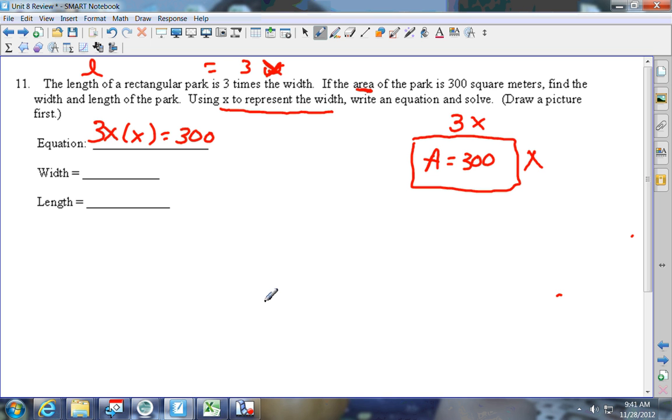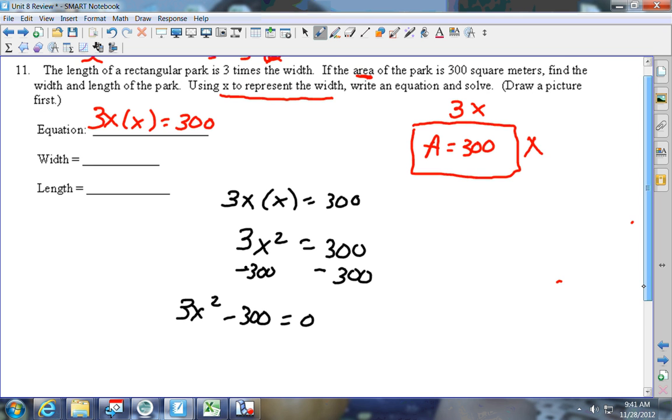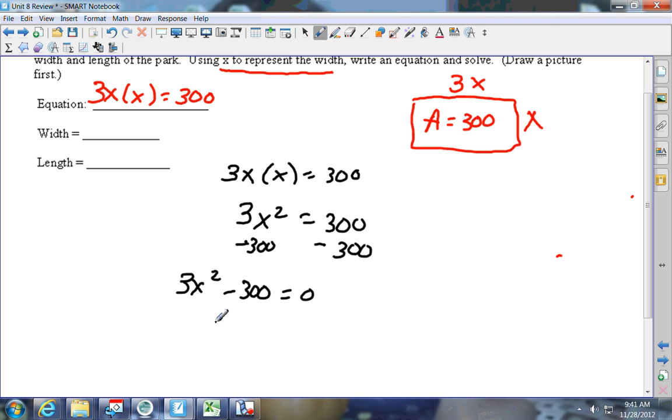Now we need to solve it. We have 3x times x equals 300. Well, 3x times x is 3x squared equals 300. Subtract 300 from each side. 3x squared minus 300 equals 0. Well, I need to look about pulling out a GCF. I can pull out a 3. And what am I left with? I have x squared minus 100.